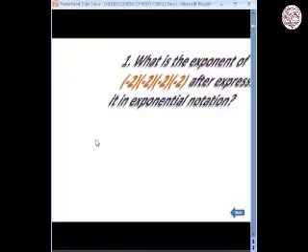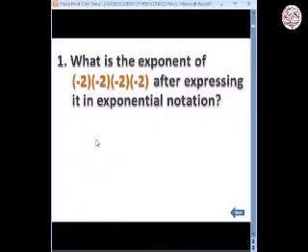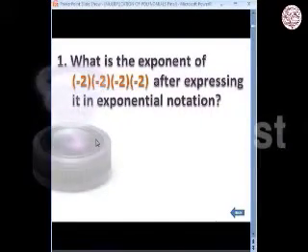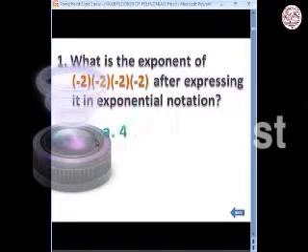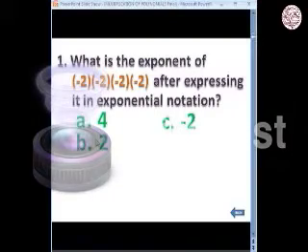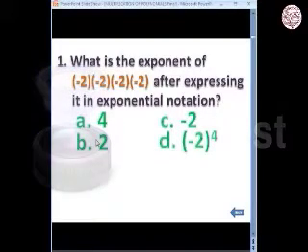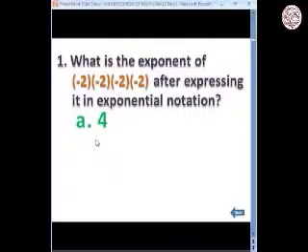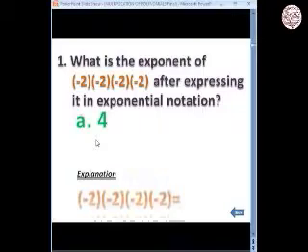Number one, what is the exponent of negative 2, negative 2, negative 2, and negative 2 after expressing it in exponential notation? Letter A, 4, B, 2, C, negative 2, and D, negative 2 raised to 4. I'll give you 3 seconds. Okay, the answer is letter A. The question is why. Here's the explanation.